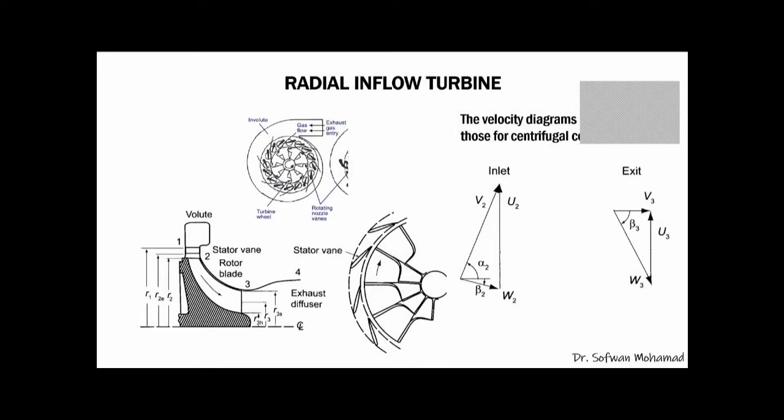Okay, so today we will look into radial inflow turbine. The best known radial inflow turbine is usually what we can see in a turbocharger in a car. Modern cars nowadays usually use a turbocharger to increase engine power delivery for a compact engine design.